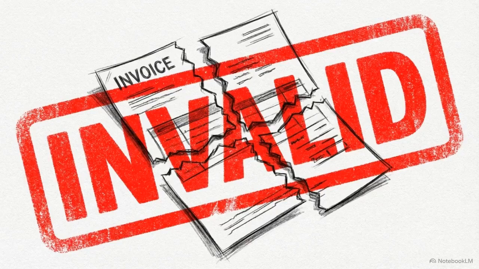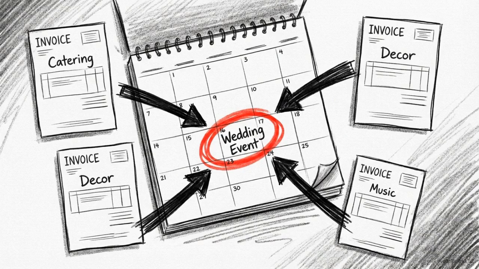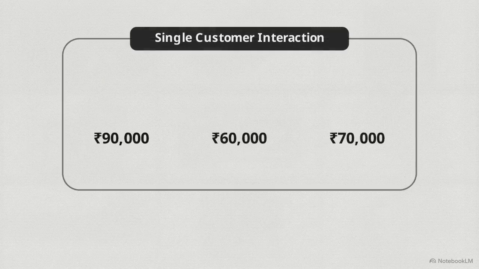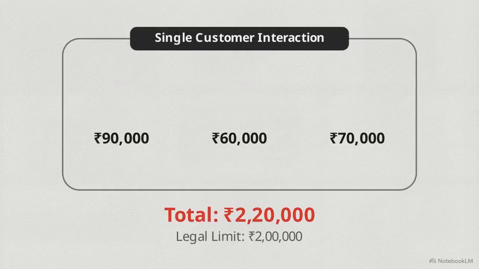You cannot bypass this by splitting a single transaction into multiple smaller cash invoices. The law monitors the underlying event. Whether it is a single transaction or multiple transactions relating to one occasion from a person in a day, compliance requires capping the cash received per customer interaction, not per piece of paper.